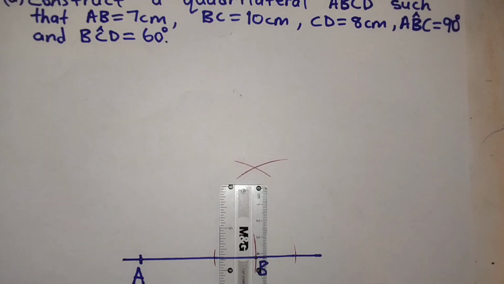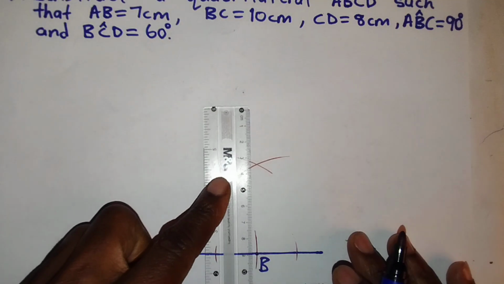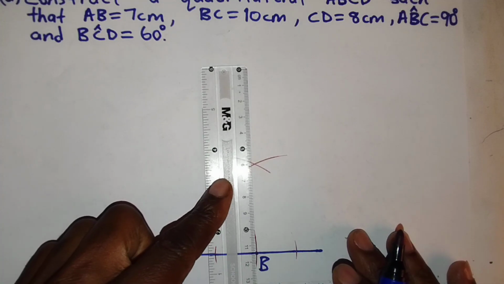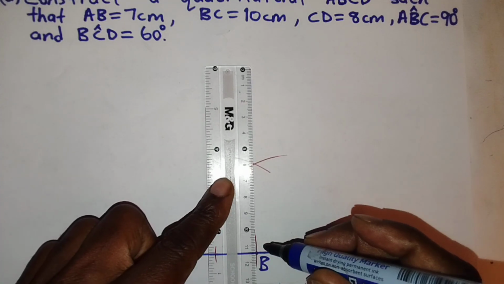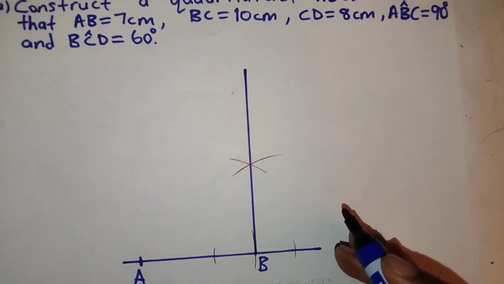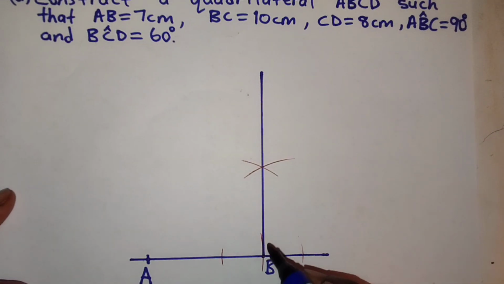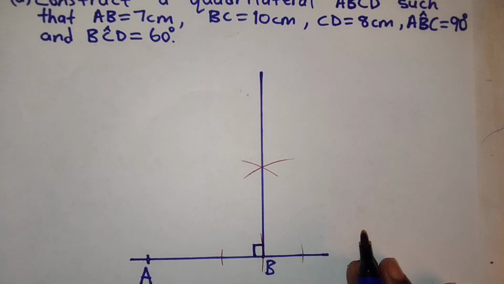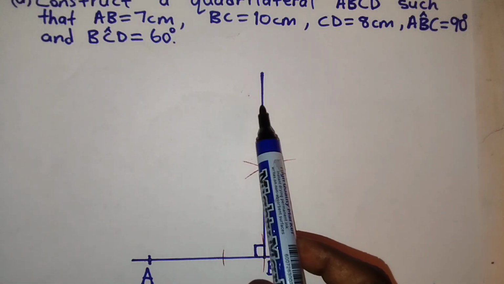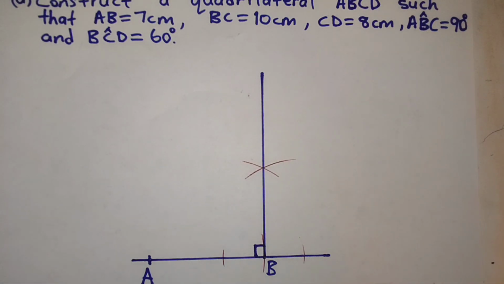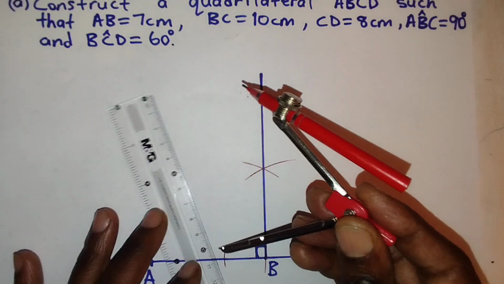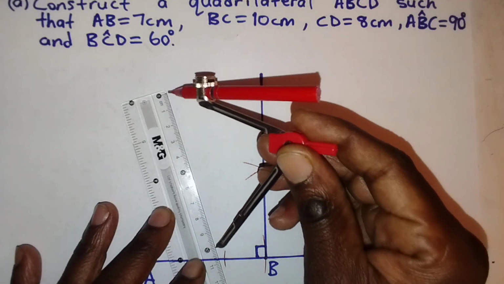And then I'll draw a line starting from B, as you can see, right through the point of intersection of the arcs, like this. So this is an angle of 90 degrees. I'll now need to mark the position of C along this line so that ABC is equal to 90 degrees. Now, BC is 10 centimeters, so I'm going to measure 10 centimeters using the compass and the ruler, as you can see.